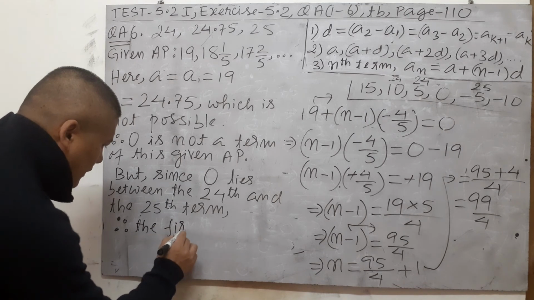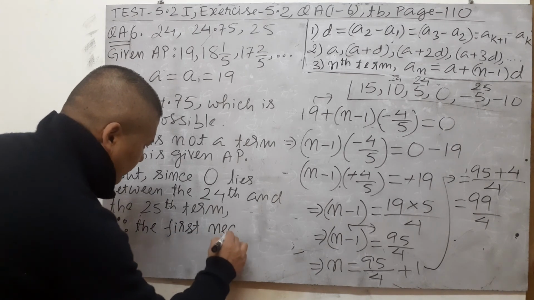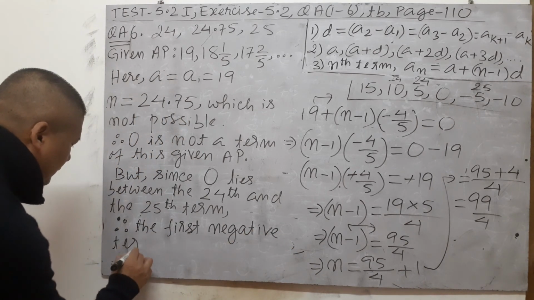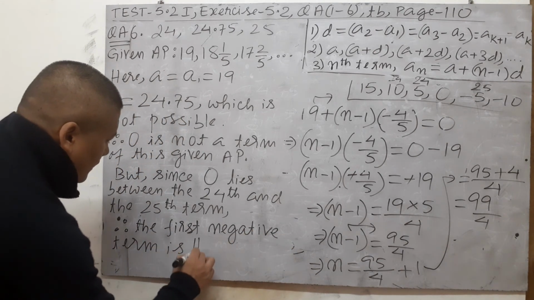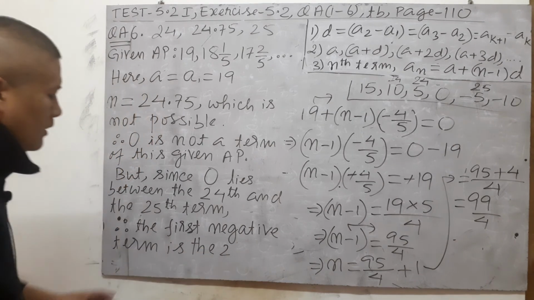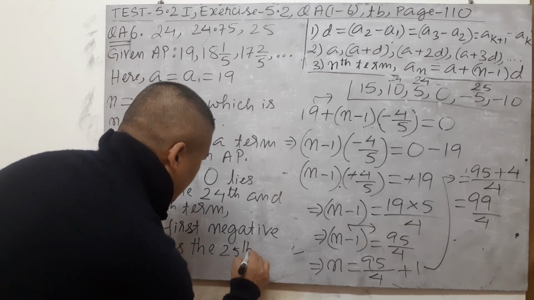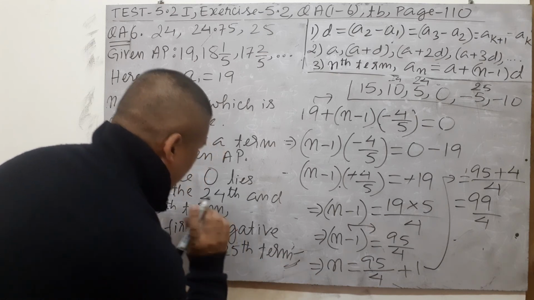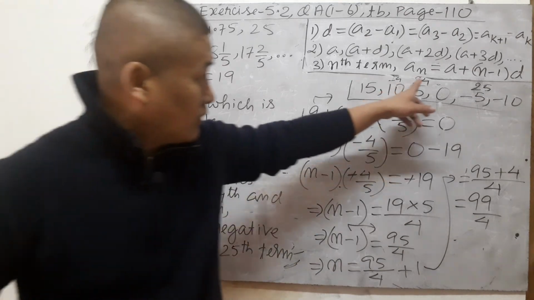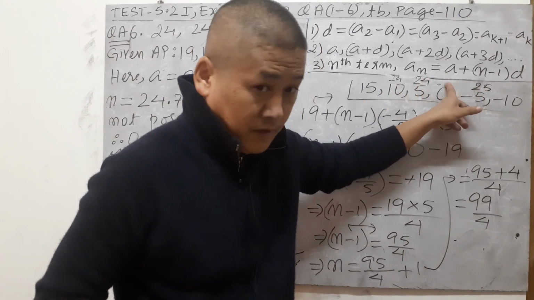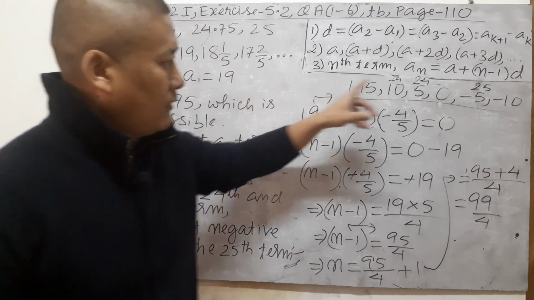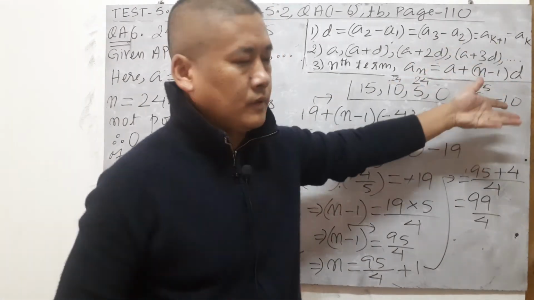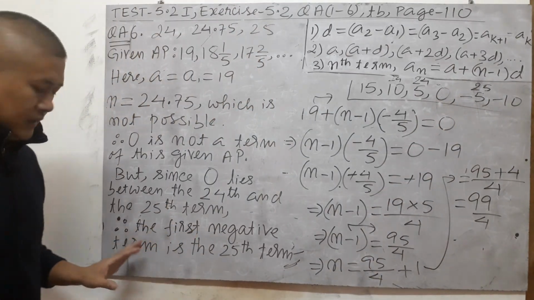So therefore the first negative term is the 25th term. So that's our answer, 25th term. I hope you got it. Since 0 is between 24 and 25 here, at 24.75, on the right will be the 25th term. So that is the position of the first negative term.